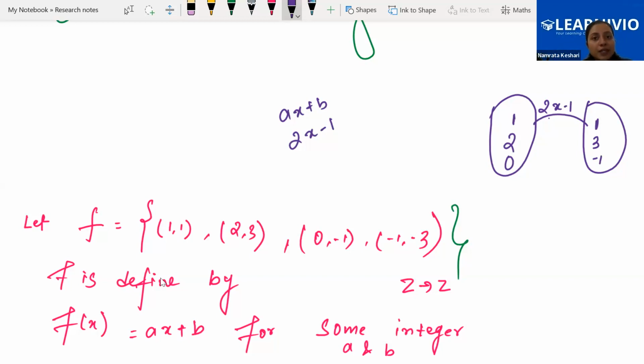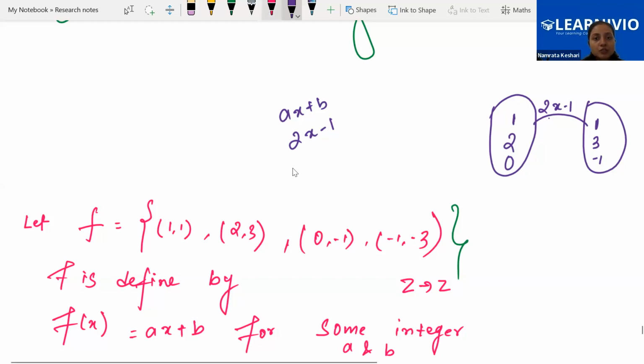Whatever mapping diagram we draw, that is related with the equation, the expression, because y is equal to something in terms of x. So whatever input we will be giving for x, accordingly we will be getting the output. Getting it?